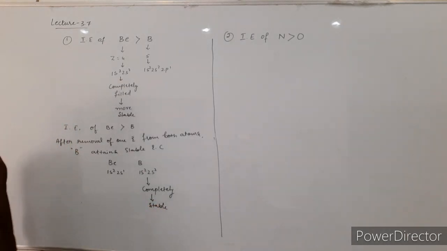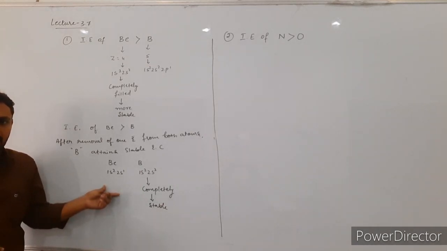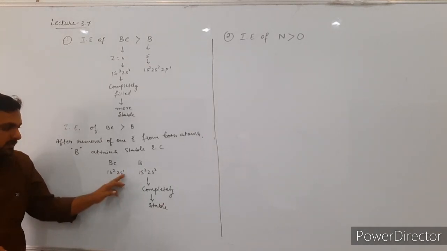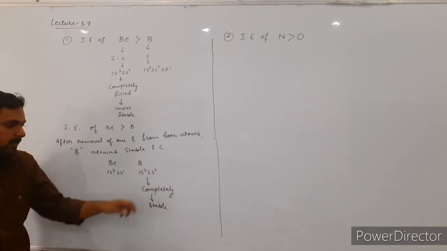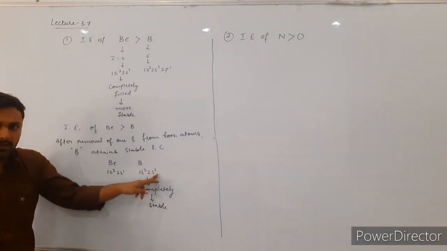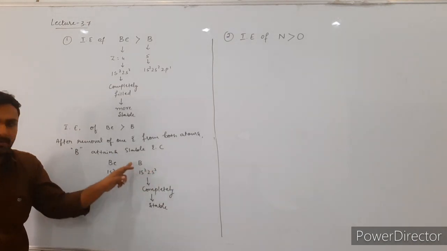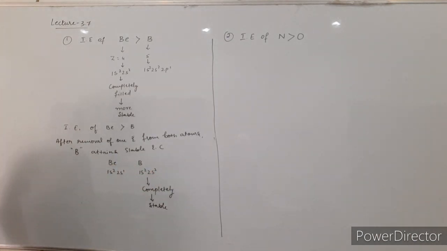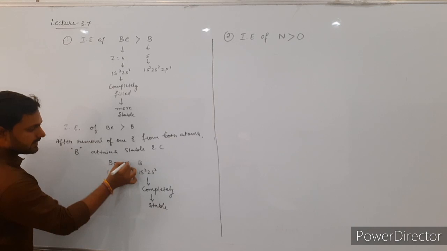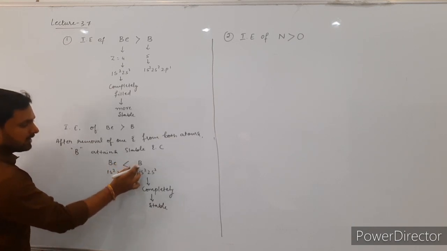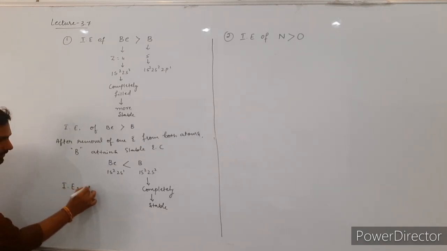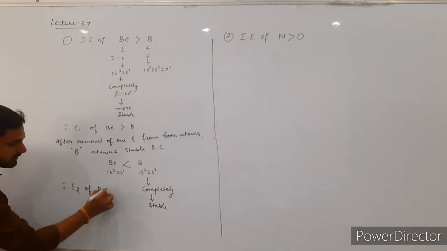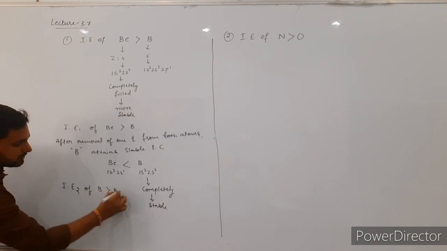In this case, the amount of energy required to remove the second electron from beryllium is less as compared to the amount of energy required to remove the second electron from boron. That's why the second ionization energy of boron is greater than beryllium.